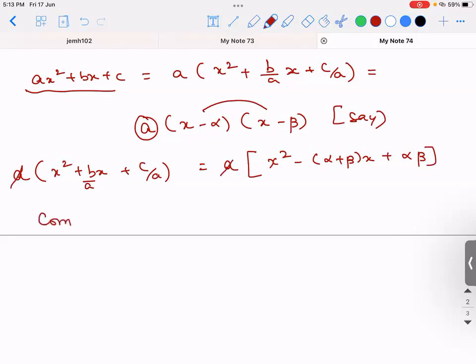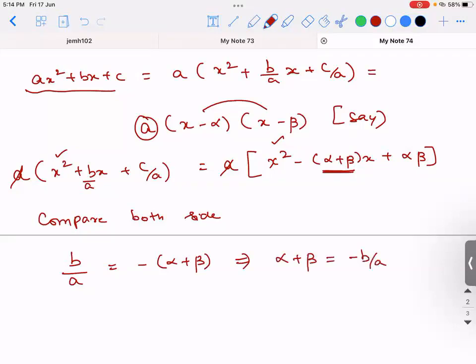Now I will compare both sides. So I have x square here. On the left hand side the coefficient of x is plus b by a. On the right hand side the coefficient of x is minus of alpha plus beta. From here I can say alpha plus beta is minus b by a. When I do the comparative study again, c by a is alpha beta, which implies alpha beta is equal to c by a.